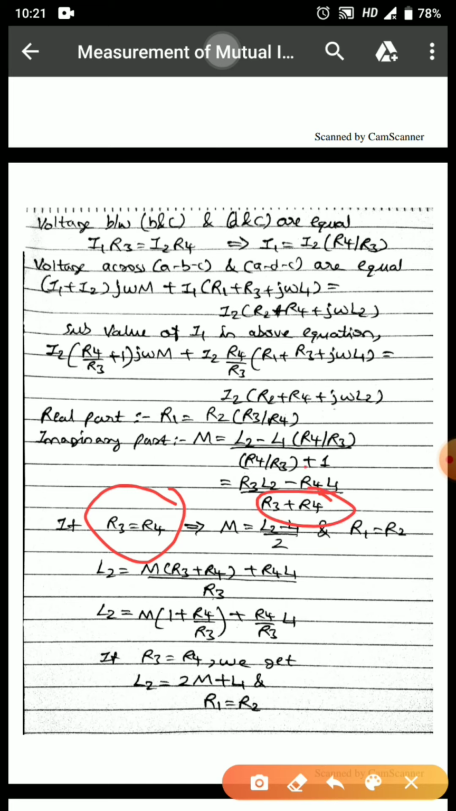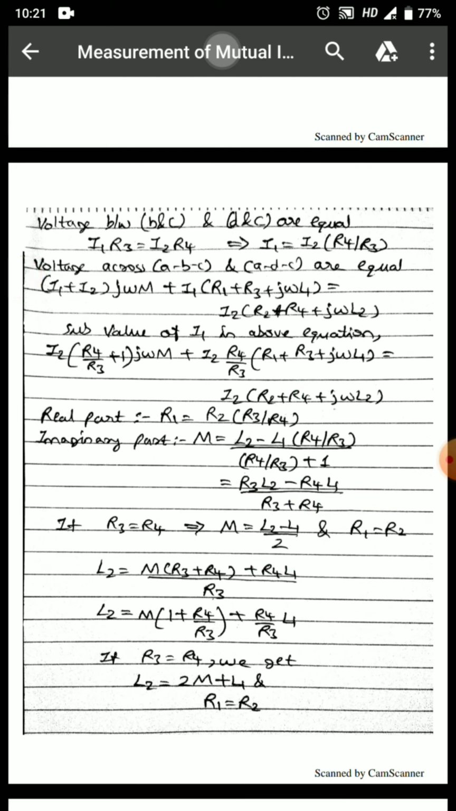Okay, and I can remove this out to be common. I will get L2 minus L1 divided by 2 when R1 is equal to, and also substituting here I'll get R1 is equal to R2. So these are the two expressions that I am getting.